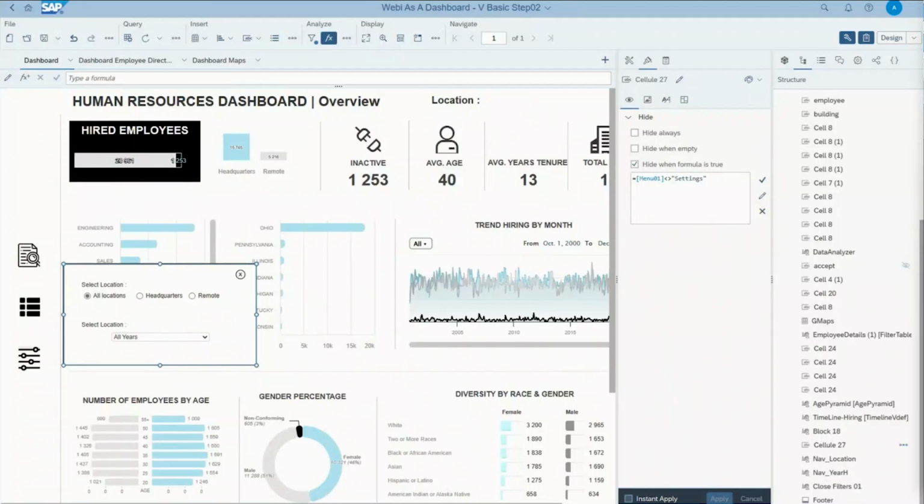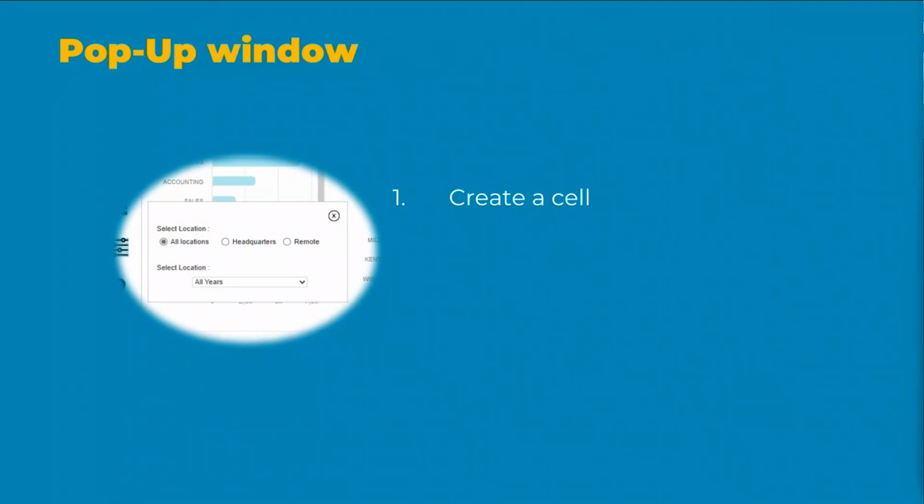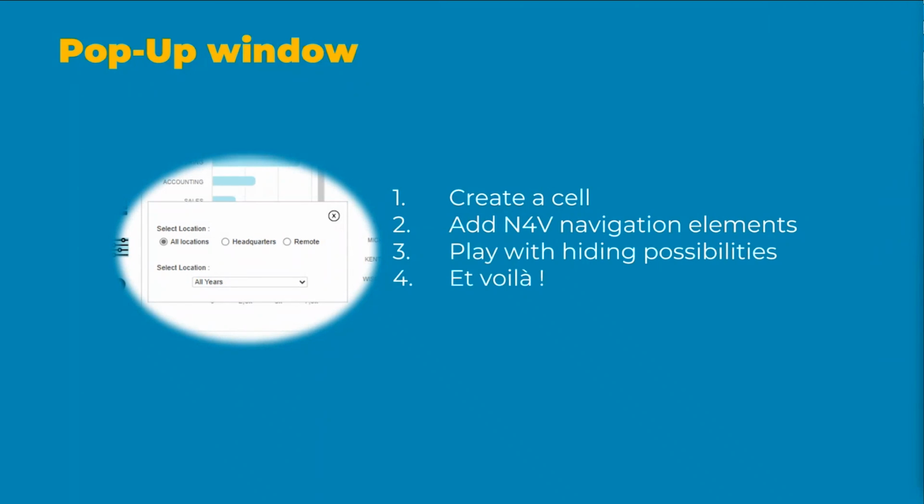Okay, so I'm just pasting in that formula of when to hide it, so you can see that we're going to hide it whenever the menu is not set to settings. And so if it is set to settings, then of course by inverse we're going to be showing it. Okay, and we now have a pop-up window, and it just took a few minutes to create.